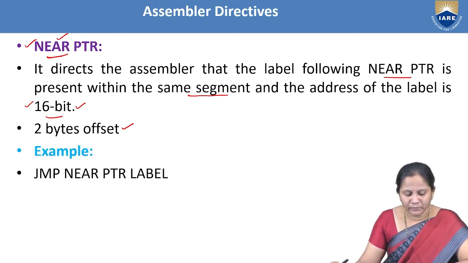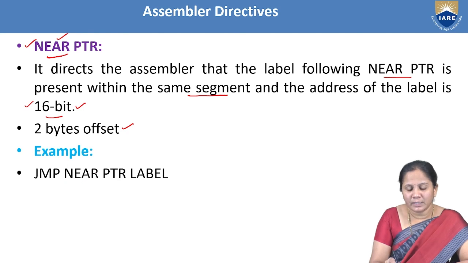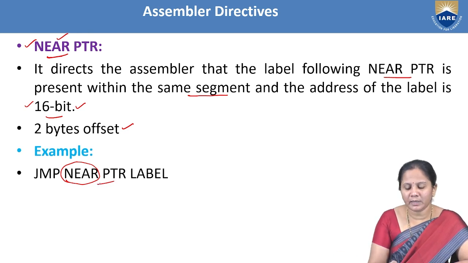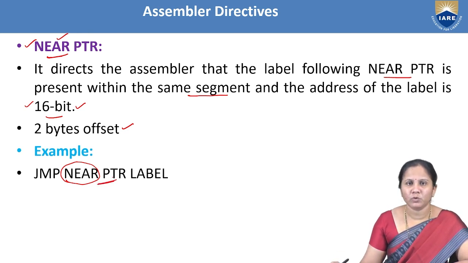Now, if you see the example here, jump near PTR label. So this near PTR is an assembler directive which indicates that it has to jump to the address which is present in the same segment.